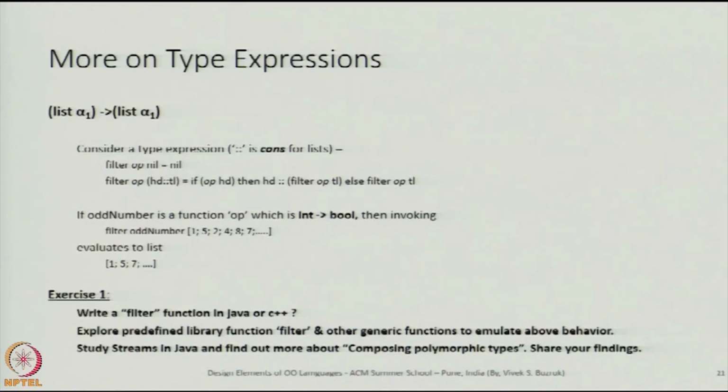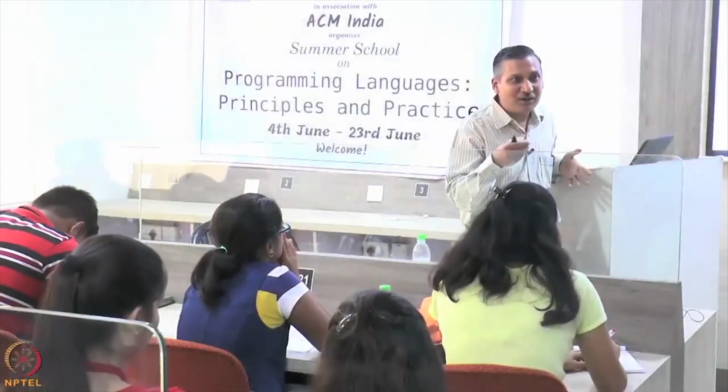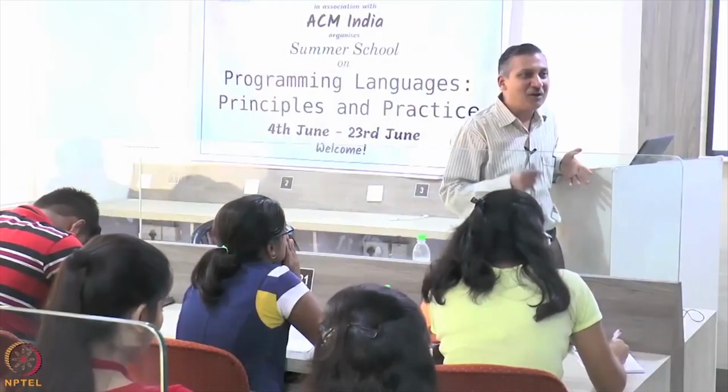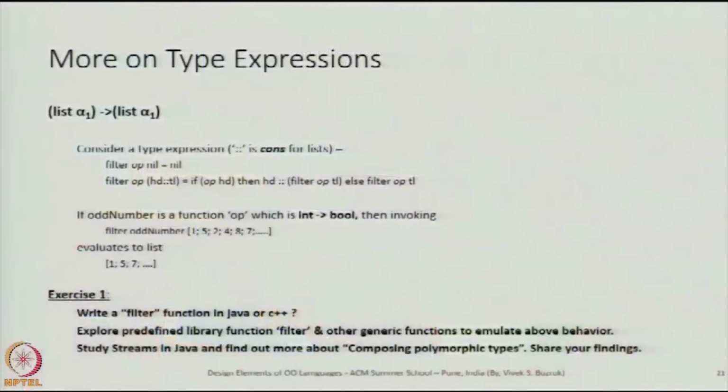Here we are again saying list alpha 1 to list alpha 1. That means suppose I just want to pick up odd numbers out of this list, an array of integers. I want to get an array of integers as input, and extract these odd numbers and prepare an array of odd numbers only from this array of integers. Then this is the kind of function which will filter. This particular filter kind of function is functional programming.